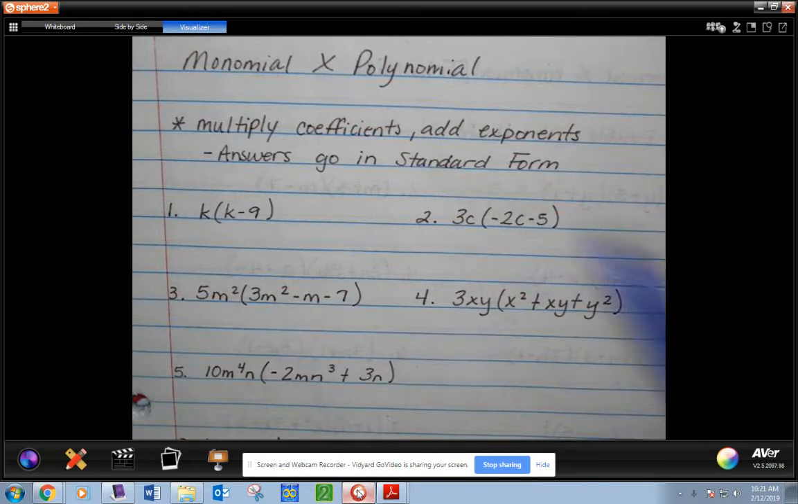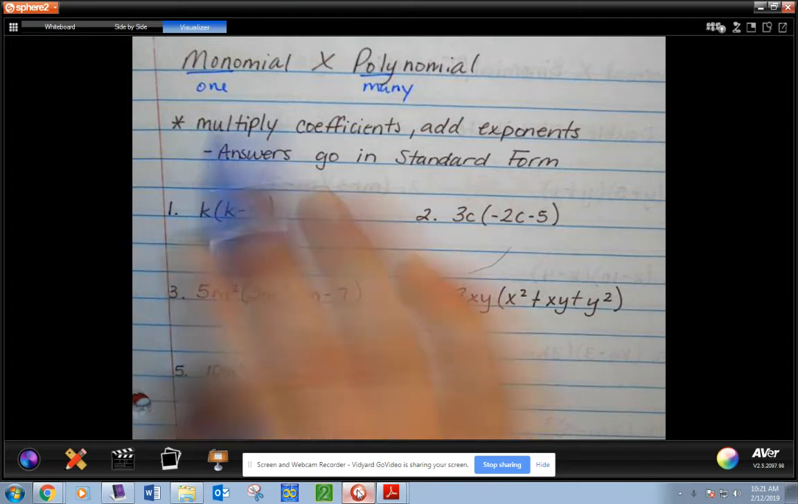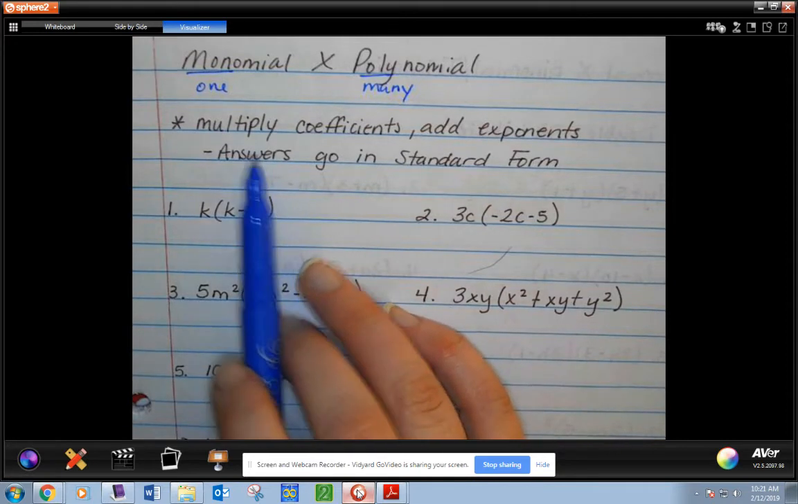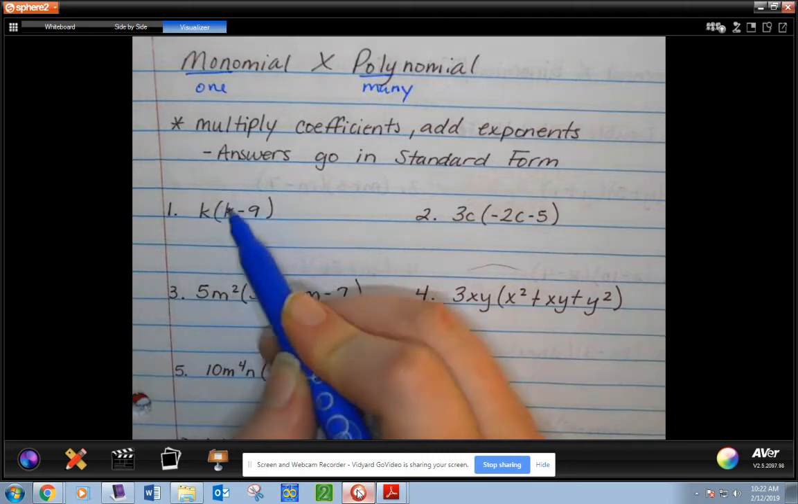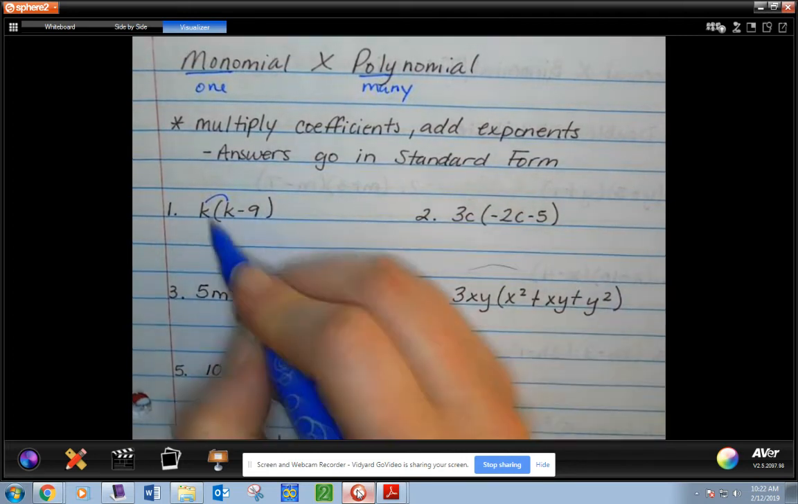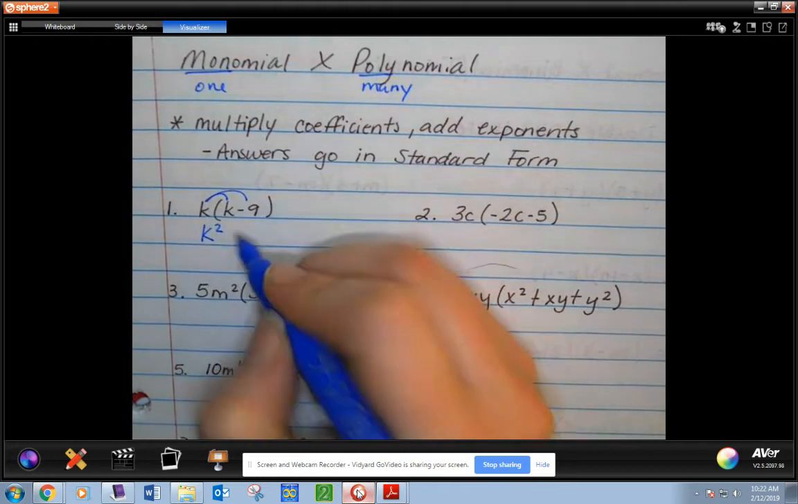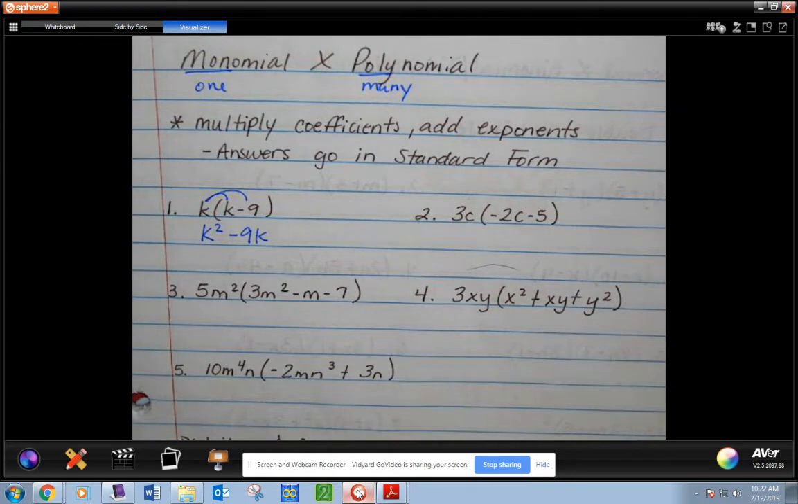When you're doing a monomial times a polynomial, remember that mono means one and poly means many, not polo. So I'm doing one thing times many things. In other words, all we're doing is distributing. But be careful when you have letters, because you must multiply coefficients and add exponents. I don't have any coefficients here. I have k times k, which gives me k squared because there are two of them. Then k times negative 9 gives me negative 9k. I can't do anything else with this problem, so I am done.